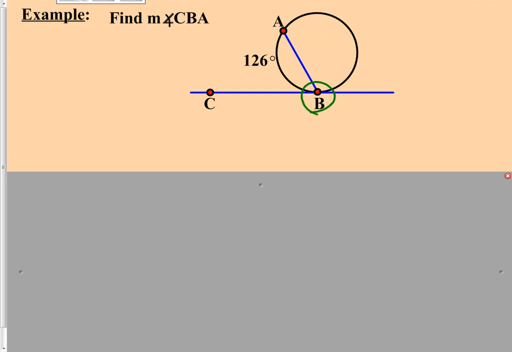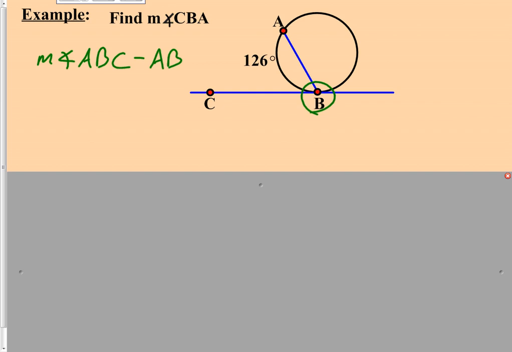So what we need to recognize is that right here we have a tangent and a chord that are intersecting at a common endpoint, point B. The connection that you need to be able to make in your mind is that the measure of the angle between the chord and the secant, angle ABC, is going to equal half of the measure of the arc, which would be arc AB.